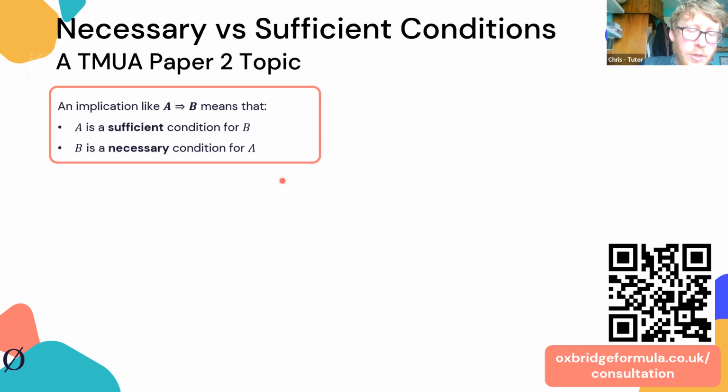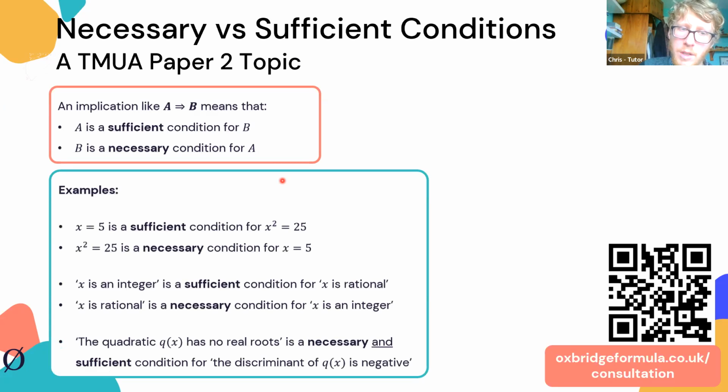That relates to sufficient and necessary as follows. If you have A implies B, then A is called the sufficient condition, and B is the necessary condition. So A is sufficient for B, B is necessary for A. Just to show some examples that might illustrate why that's the case. x equals 5 is a sufficient condition for x squared equals 25, because if you know x equals 5, that implies that x squared is 25. x squared is 25 is a necessary condition for x equals 5, because if x is going to equal 5, it had better also be the case that x squared equals 25.